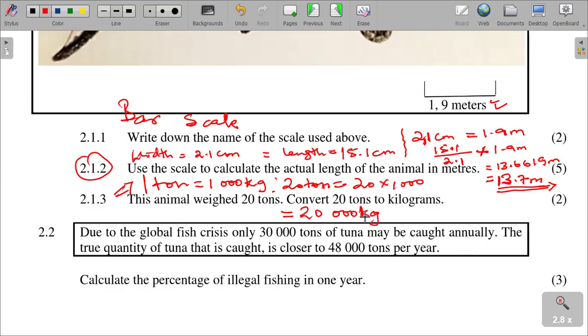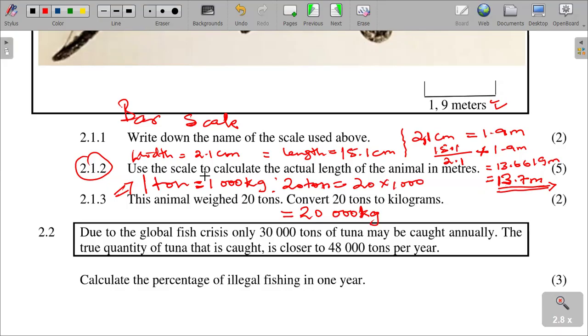It's just what we call simple mathematics, of just relating that 1 ton is equal to 1,000 kgs, so 20 tons is equal to 20 times 1,000, which gives 20,000 kgs.